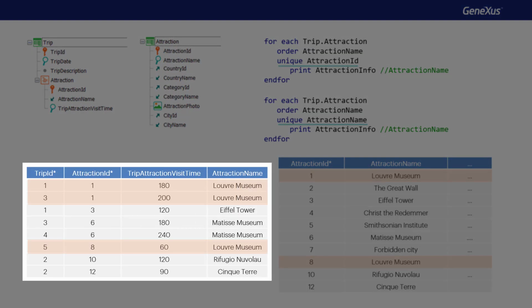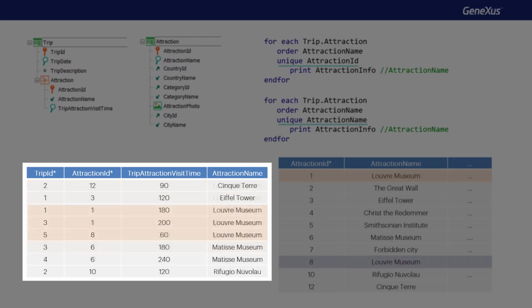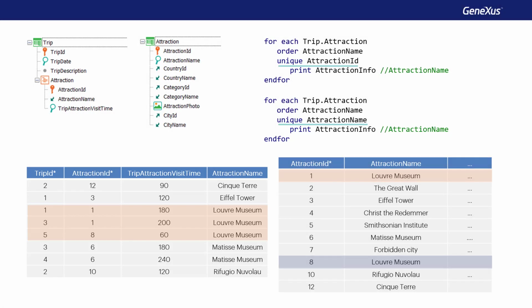We can see this very clearly if we imagine the data like this, with the extended table as a super table. If we order it by attraction name, we see it more clearly. Note that there's no problem with the attribute of the unique clause being in the extended table and not in the base table. In short, it will not be the same to ask for unique values for attraction ID and for attraction name.